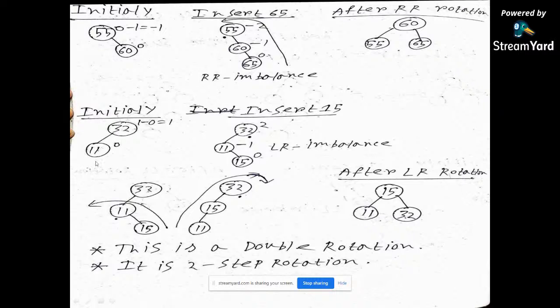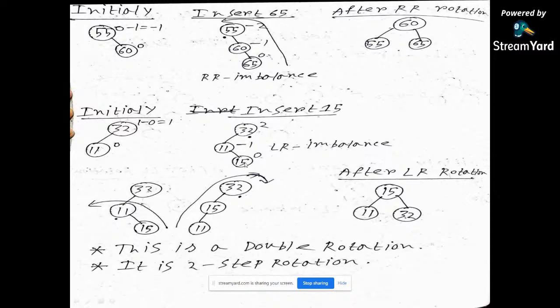Initially, we take this binary search tree. Now calculate the balance factor. Balance factor is 0. Balance factor for 32, 1 minus 0, that is 1. Modify this tree a little bit. Insert 15. Where is 15 inserted? 15 is lesser than 32 but greater than 11. So 15 becomes the right child of 11.